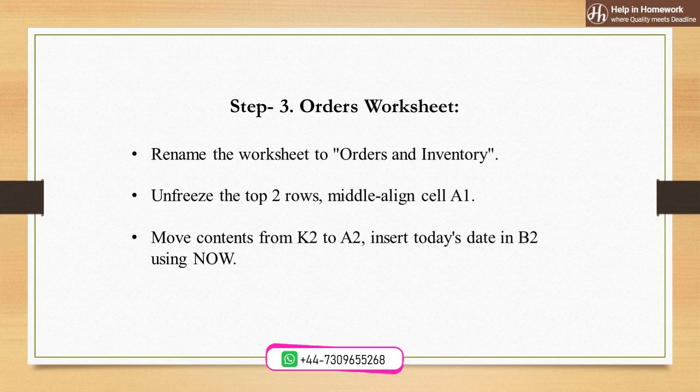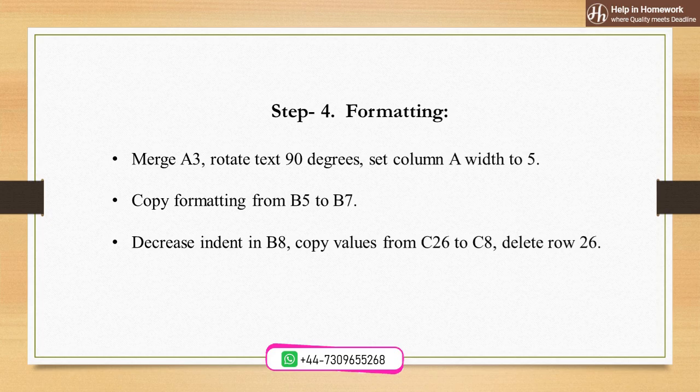Unfreeze the top 2 rows, middle align cell A1. Move contents from K2 to A2. Insert today's date in B2 using Now. Step 4. Formatting. Merge A3, rotate text 90 degrees, set column A width to 5.